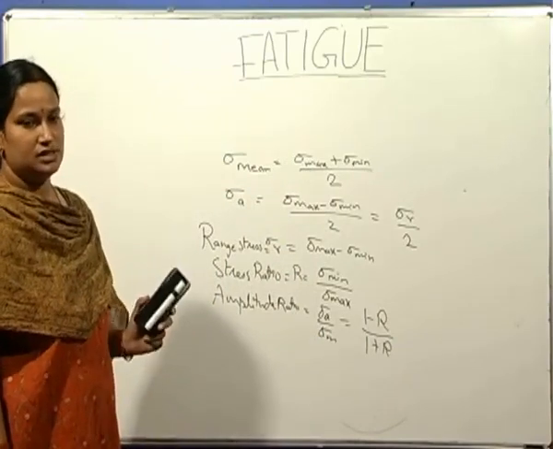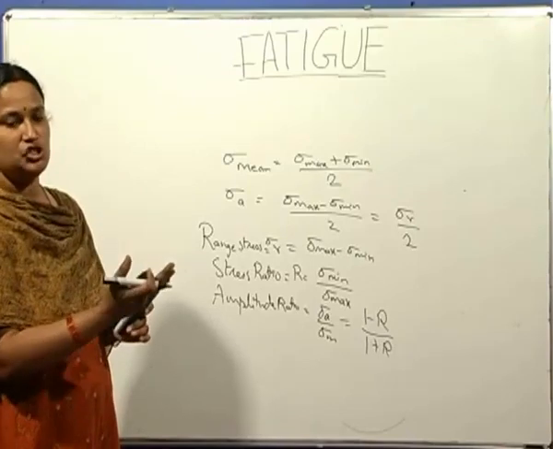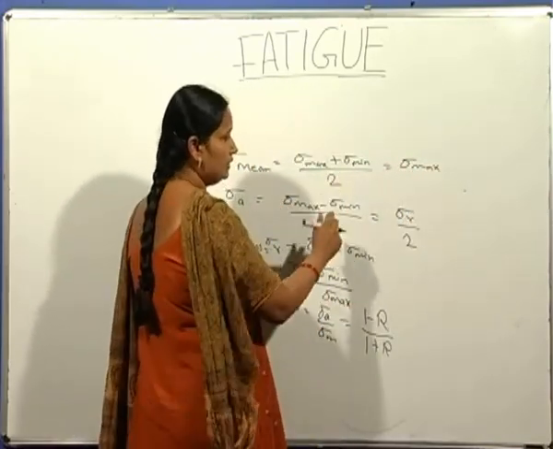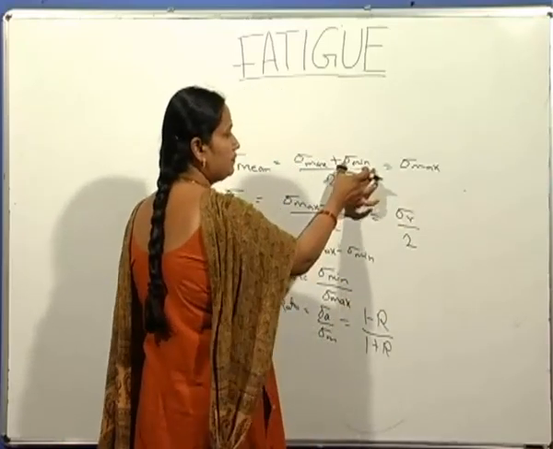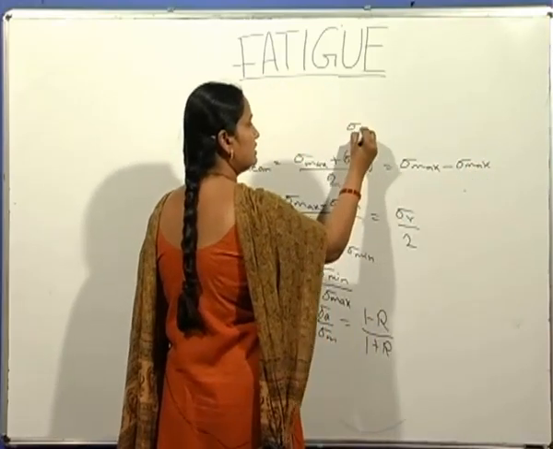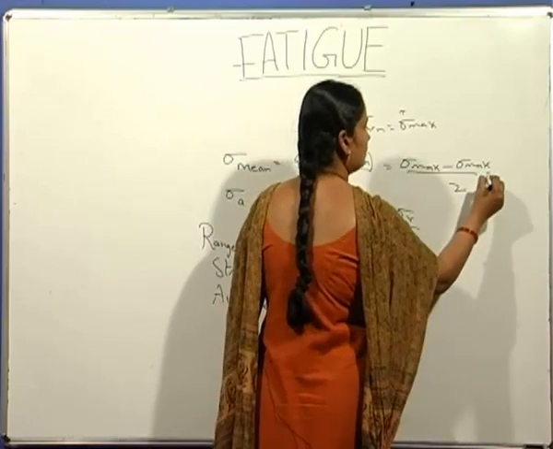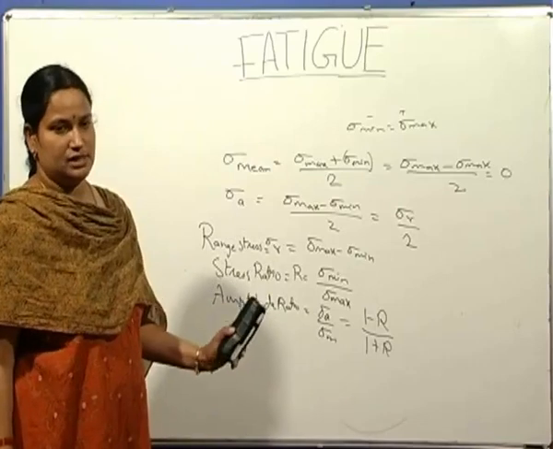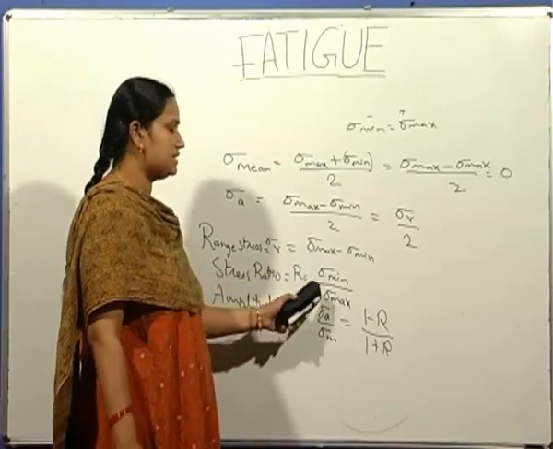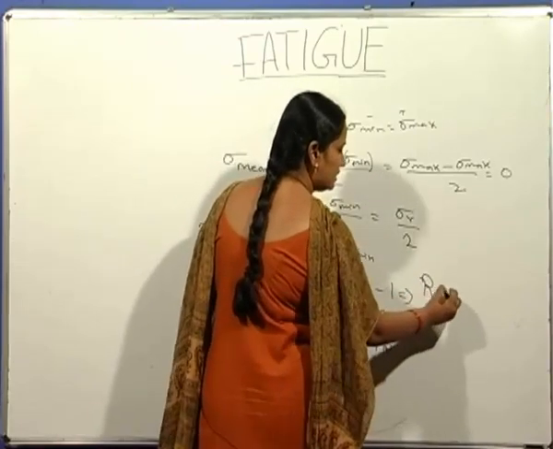So for the case of completely reversed stress cycle, the maximum and minimum stress magnitudes are equal but opposite in sign, that is one is tension, another is compression. So the mean stress is 0 because sigma maximum is equal to minus sigma minimum. Sigma minimum is same in magnitude but of different sign. So sigma maximum minus sigma maximum, the sign differs, so this is equal to 0. So for the case of completely reversed stress cycle, the mean stress is 0. Then the stress ratio capital R, sigma minimum by sigma maximum, is equal to -1. This is for the case of completely reversed stress cycle.